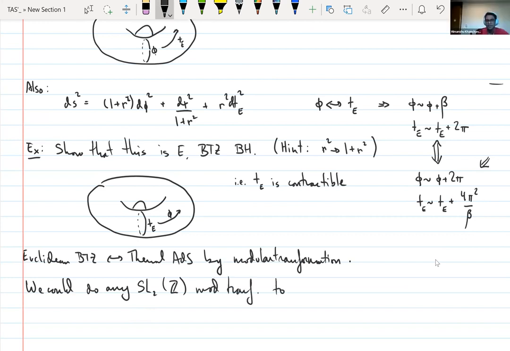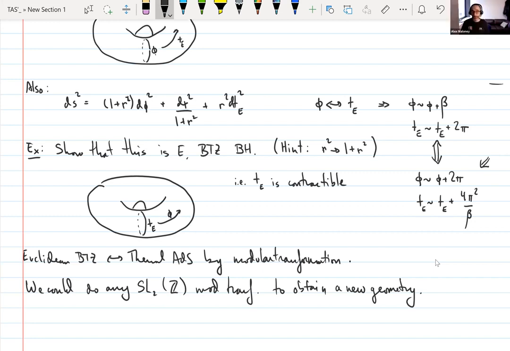Sorry, did someone say something? Yeah, I had a question. Yesterday you said that the diffeomorphisms that don't vanish at infinity are the conformal transformations on the boundary. Yes. But then modular transformation is not a conformal transformation.